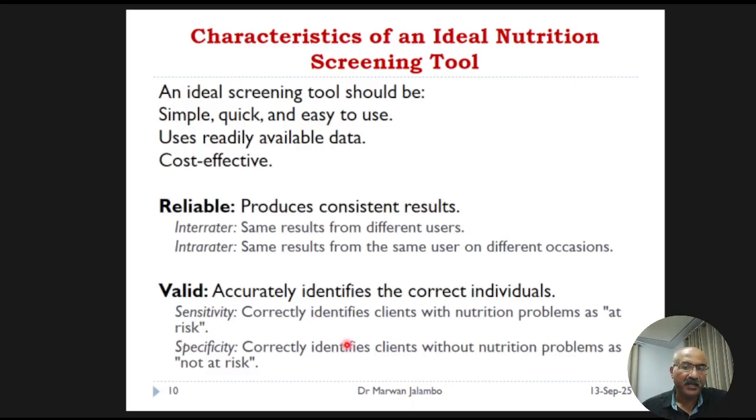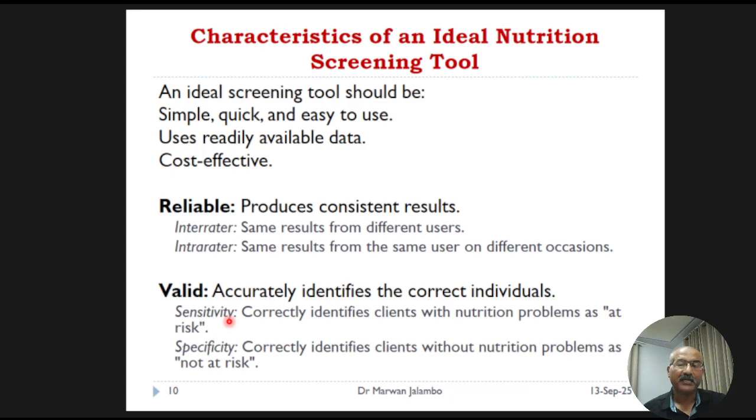Sensitivity is the ability to correctly identify patients who do have a nutrition problem. We don't want false negatives. And there is also specificity. Specificity is the ability to correctly identify patients who don't have a nutrition problem. We don't want false positives here, while with sensitivity we don't want false negatives.